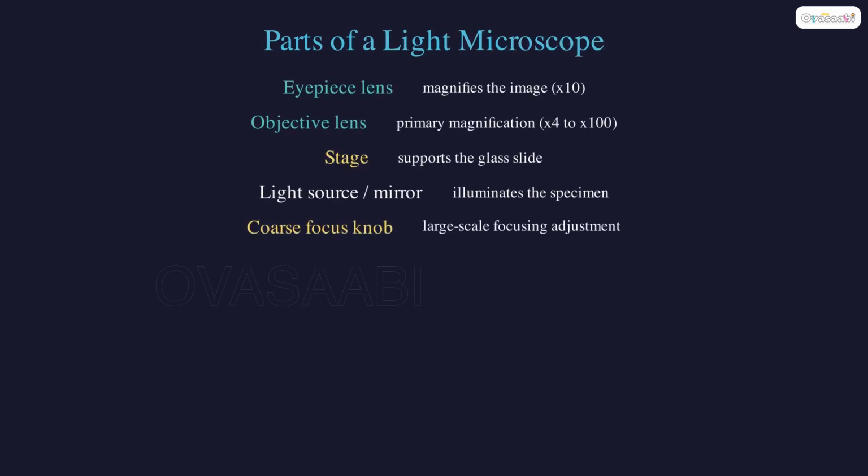The eyepiece and objective lens magnify the image. The stage holds the slide, while the mirror reflects light through it. Coarse and fine knobs sharpen the focus.